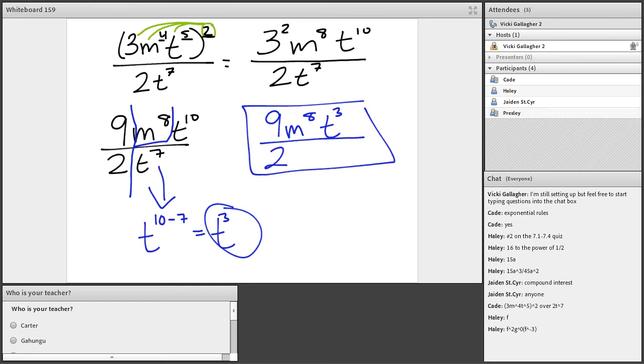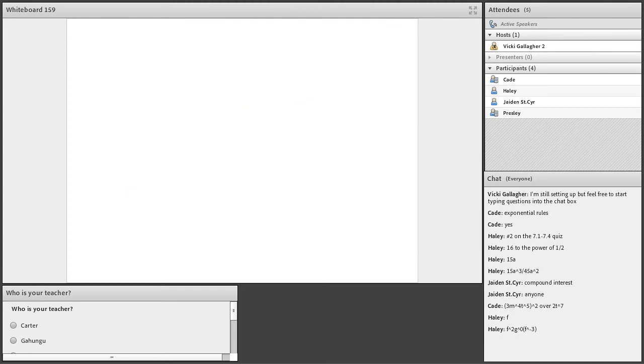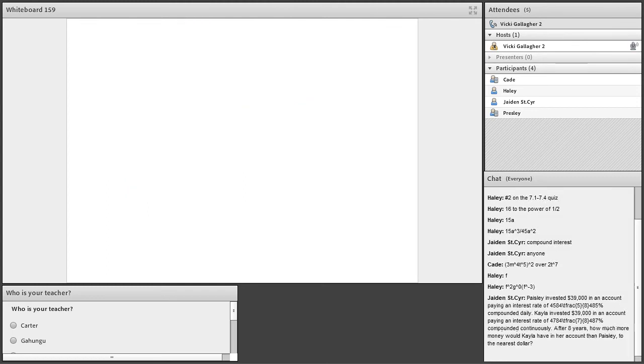All right, let's take a look at the next one. So we have f squared, g to the 0, f to the negative 3. So earlier we said anything to the power of 0 turns into the number 1. So this g to the 0 right here, it's going to turn into the number 1.